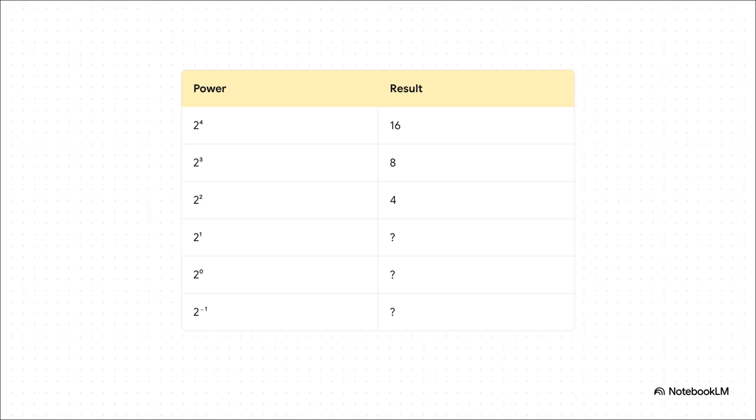All right, check this out. We've got a pretty straightforward pattern here with the powers of 2. I mean, we all know 2 to the 4th is 16, 2 cubed is 8, 2 squared is 4. Easy enough, right? But what happens if we keep this pattern going? What's the actual logic here? Because whatever it is, that's the key to, well, everything that comes next. So just take a quick second, look at it, see if you can spot the rule.